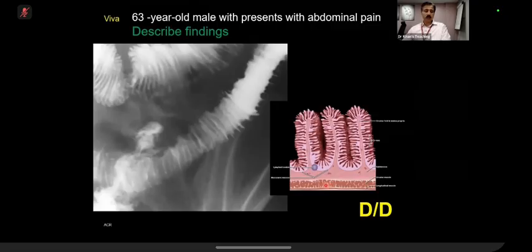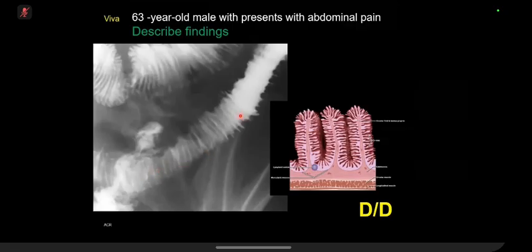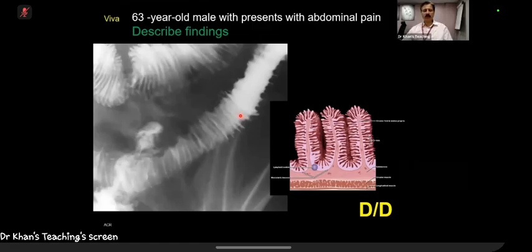Okay, this is your last film. Now, this is a spot film of a barium meal follow-through. I just want you to describe if there is mucosal thickening or not. Over to you. Yes, there is mucosal thickening. Can you describe the radiological findings? How will you describe it in the exam?